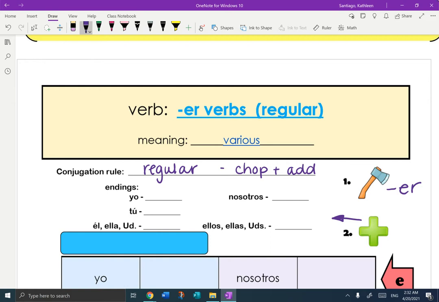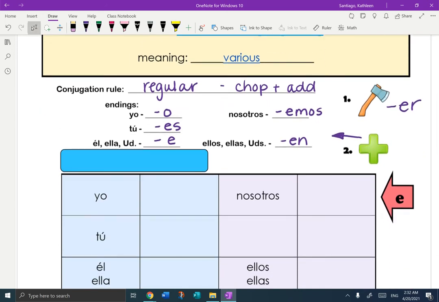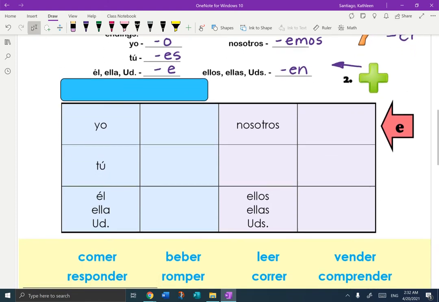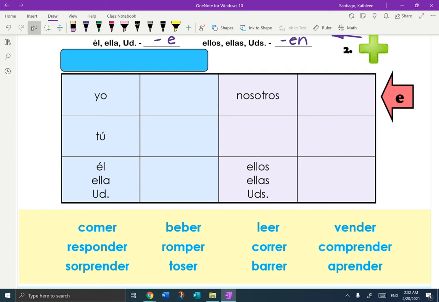So yo always ends in O. Tú is going to end in ES. El, ella, usted is going to end in one vowel, E. Nosotros, EMOS. And ellos, ellas, ustedes, EN. Okay. So we've got O, es, e, emos, en. Now we have a list of verbs underneath the chart. We need to choose one to chart.